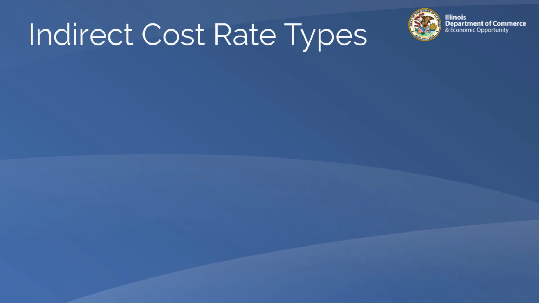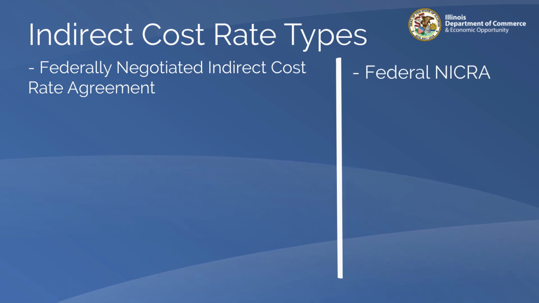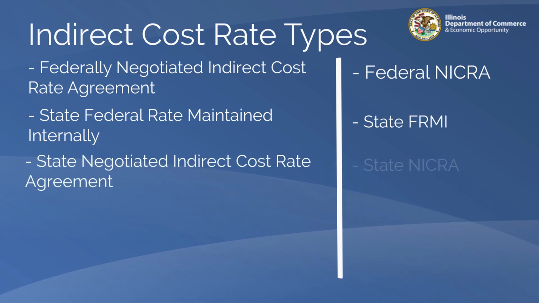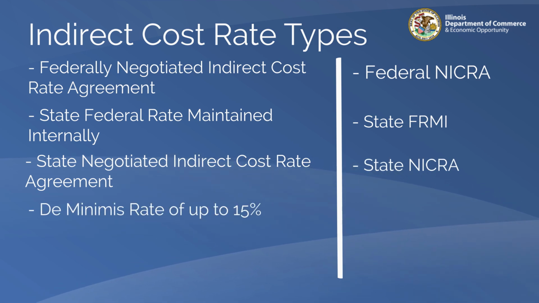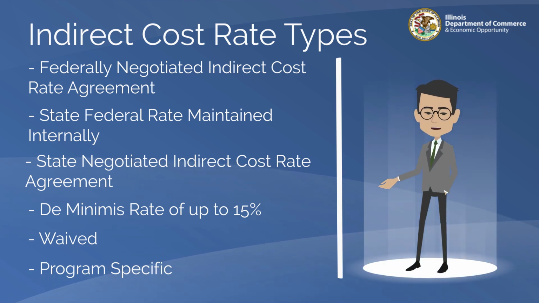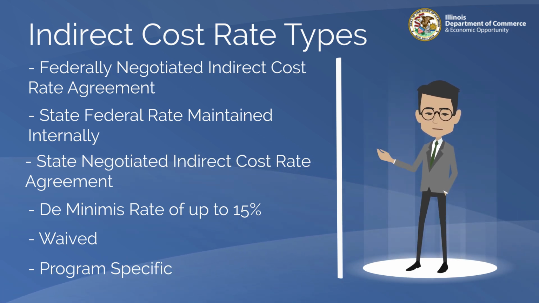Indirect cost rates allowed by the state of Illinois include federally negotiated indirect cost rate agreement or federal NICRA, state federal rate maintained internally, or state FRMI, state negotiated indirect cost rate or state NICRA, de minimis rate of up to 15%, waived rates, or special program-specific rates. Entities should review the requirements of each of the options to determine if they are eligible and/or if they can comply and provide the required information before they make an election.